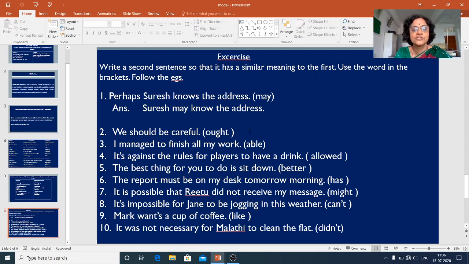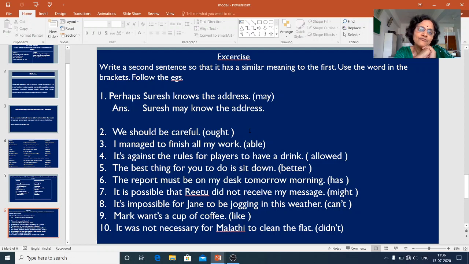Then exercise, please do this also. Write another sentence so that it has a similar meaning to the first one. Use the word in the brackets. For example, we give you a sentence and there is a word given in brackets. You have to use that word and make another sentence. The first one I've done for you. Perhaps Suresh knows the address. So we remove perhaps here. Suresh may know the address. This is how we change using the word may.